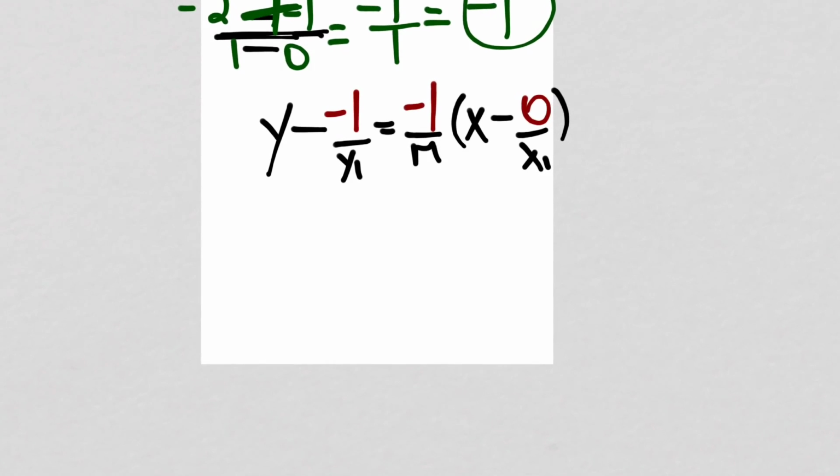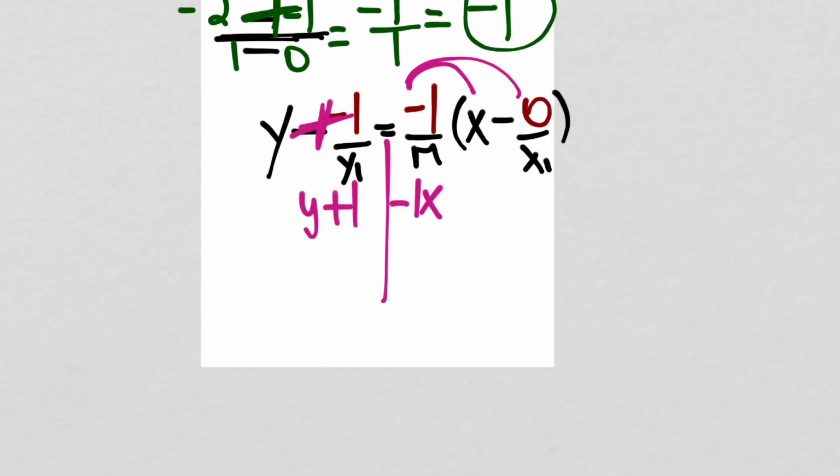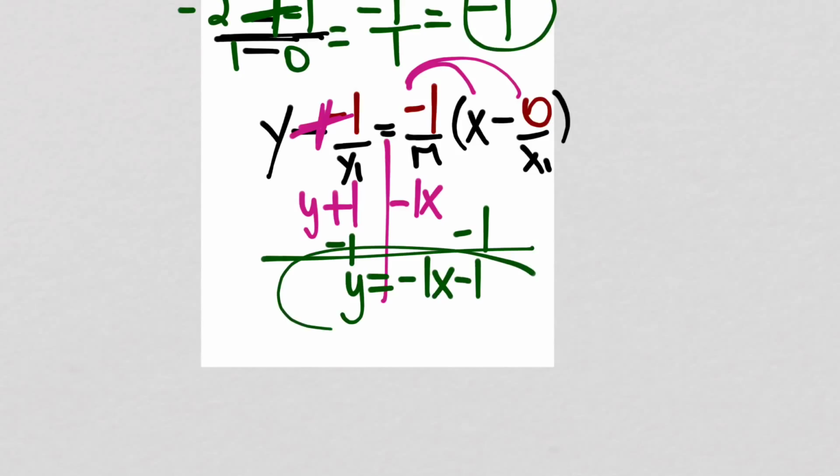Step 3 says from here I start with distributive property. Negative 1 times x is a negative 1x. Negative 1 times 0 is 0. Over here, I have y plus 1. How do I get rid of the plus 1? I subtract it from both sides. Y is by itself. Those don't combine, so that's what I'm left with.